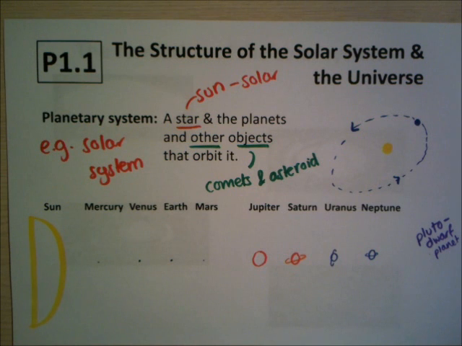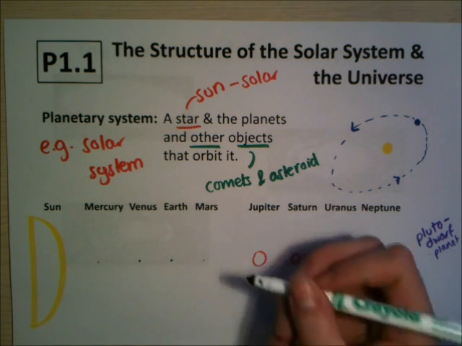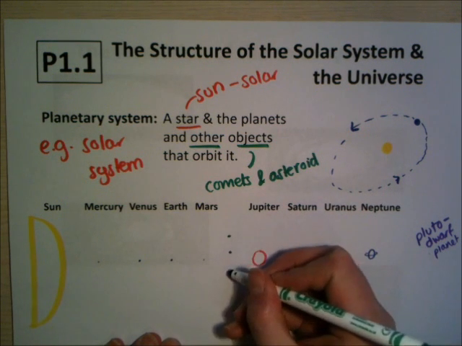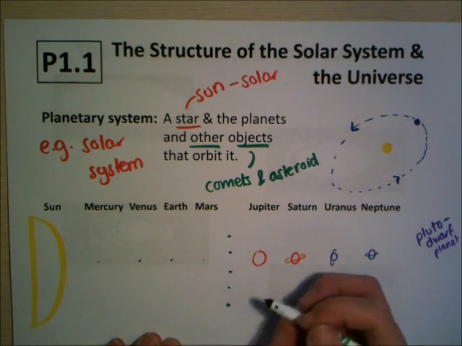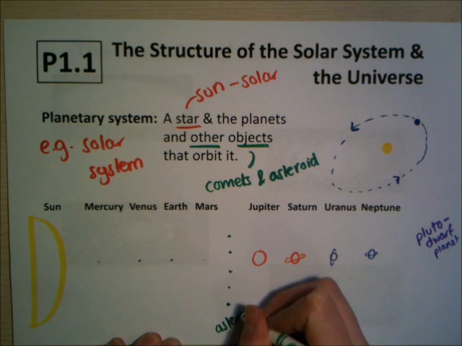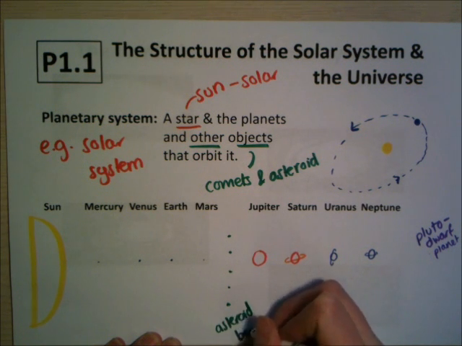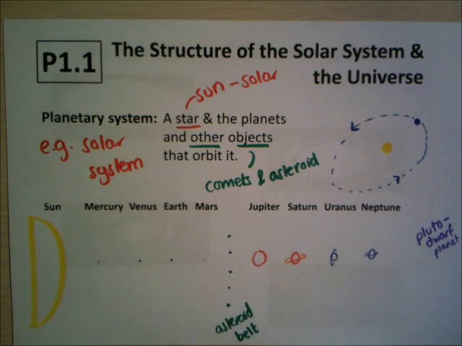Now, there's one thing kind of missing on here that you might have known about, and that's something called the asteroid belt. The asteroid belt goes between Mars and Jupiter, and it's a big rocky belt of lots and lots of asteroids, and I'm going to just draw those in here. Okay? Asteroid belt. And that's where the majority of the asteroids in the solar system are.